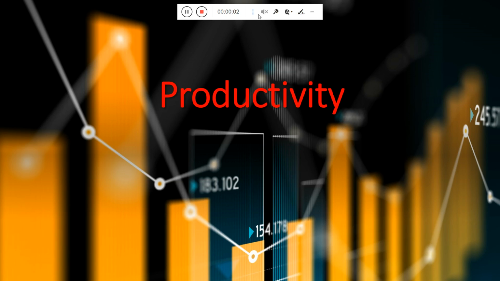So the next topic is productivity. What is productivity? Can any student tell me what you understand by productivity? Anyone? Ratio of output to the input. Okay, very good. Any other student? Okay, ratio of output to the input. That is an accurate answer. I understood. And is there any difference between production and productivity?